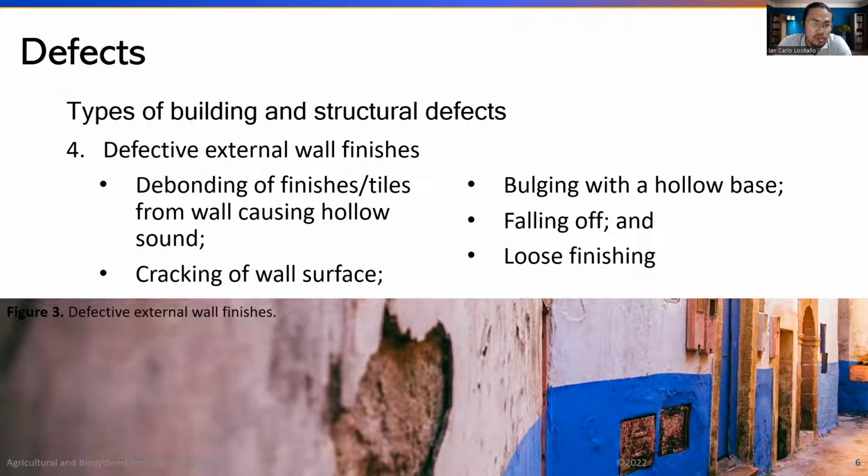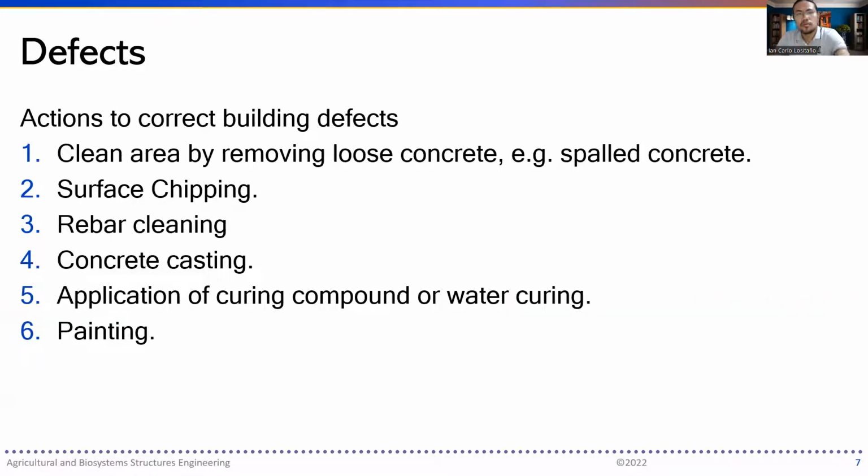So there's the bonding of the finishes or the tiles from the wall, causing hollow sound, and there is cracking of the wall surface, bulging with a hollow base, the falling off of the finish, or the finishing is very loose. Now, what are the actions to correct these concrete defects in buildings?